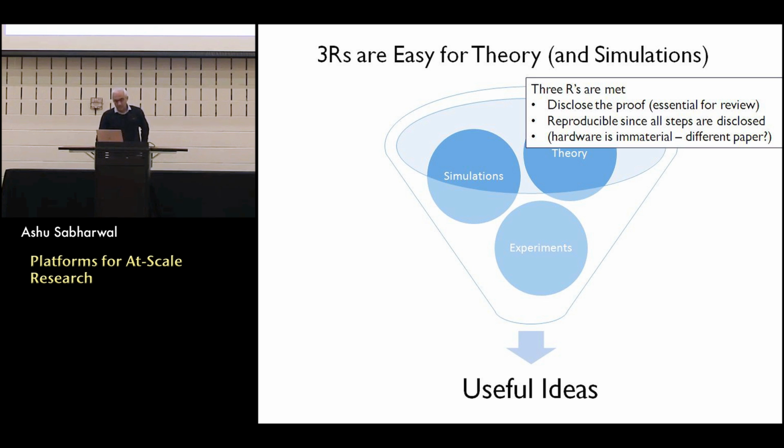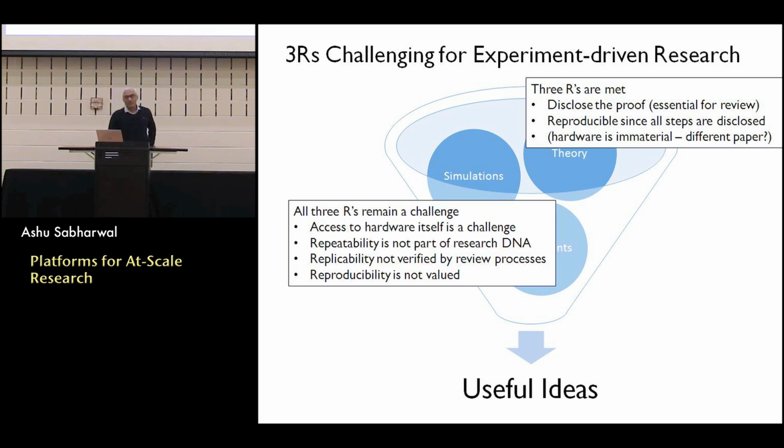Now, simulations, I think, because of the code, the way things have now moved, simulations have reached that status where you can actually reproduce them easily, right? You can download software. We have similar hardware, so we can run it. It's the experiments, especially when we have custom hardware, that things all break down. And all 3 R's are actually pretty much a challenge, in my opinion. And actually, access to hardware itself is a challenge. Most people don't have research labs where they can have experimental platforms. And unfortunately, repeatability, the truth is, is not part of the research DNA.